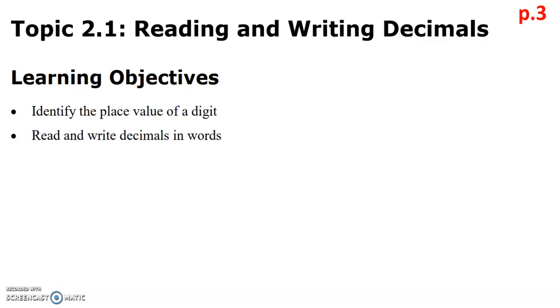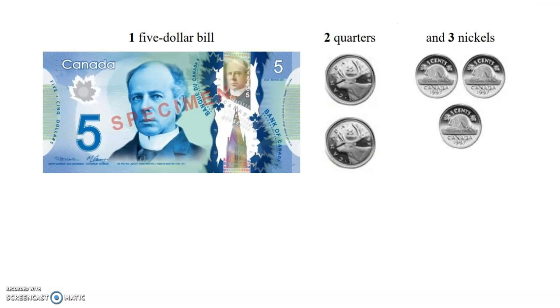Decimals are all around us, especially when it comes to money, so we have some experience with how to make decimals. And when we look at this amount of money, we have a $5 bill, and then we've got some change. So we've got 2 quarters, 50 cents, and 3 nickels, which is another 15 cents. So we're going to have a total of 65 cents.